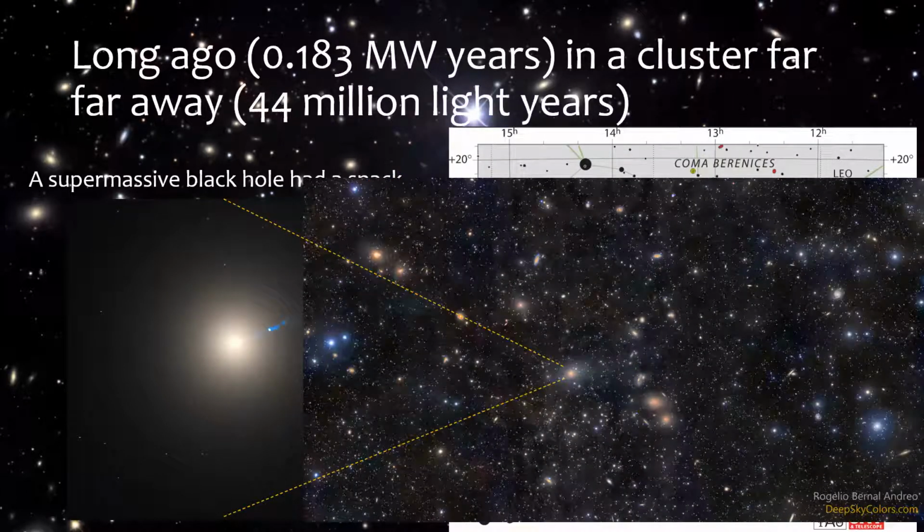M87 is part of a large cluster of galaxies, as shown here. And it's unimaginatively called the Virgo Cluster because it's a cluster in Virgo. Each fuzzy blob in this picture is an entire galaxy in its own right. And the galaxies are all bound together through gravity in the cluster. The cluster extends about 10 million light years in front of M87. So the light takes 10 million years to exit the cluster.